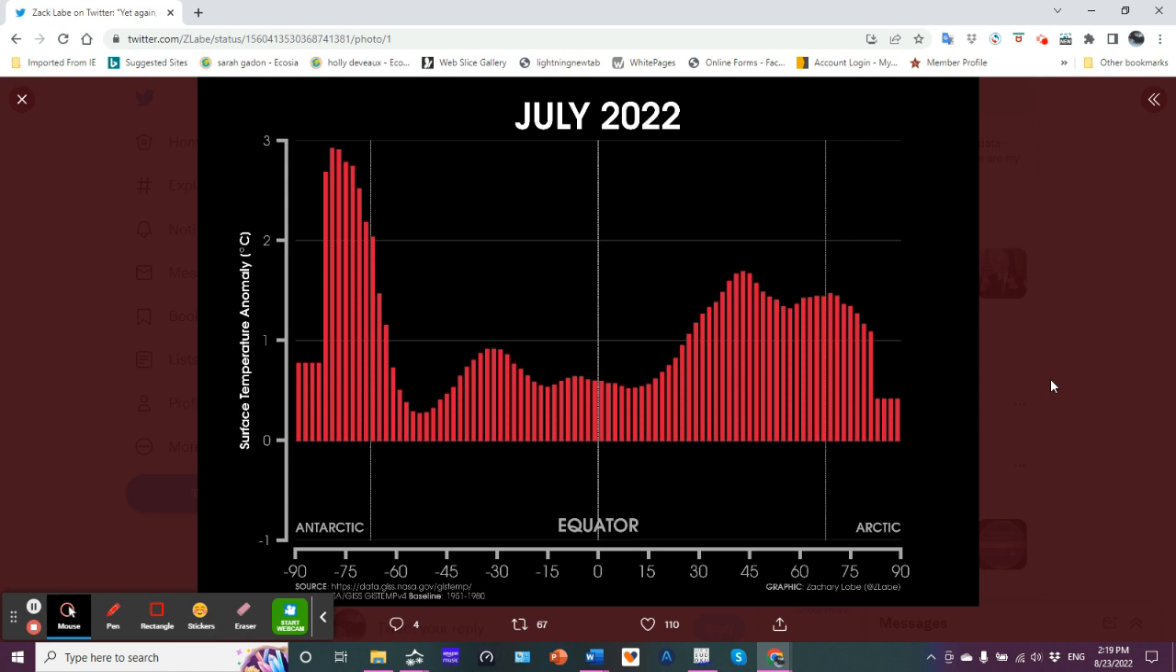And according to the Milankovitch cycles, we're supposed to be entering a cooling phase. This doesn't look like a cooling phase, does it? Quite the opposite. Okay. The latest updated information.